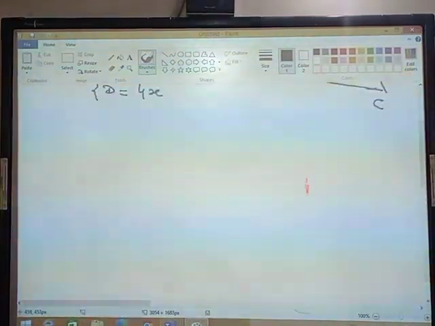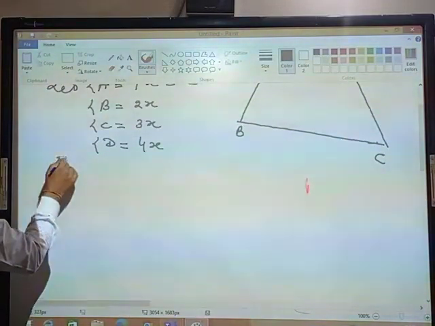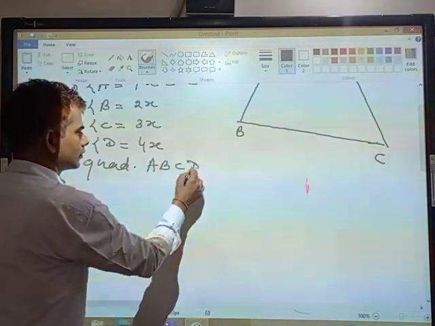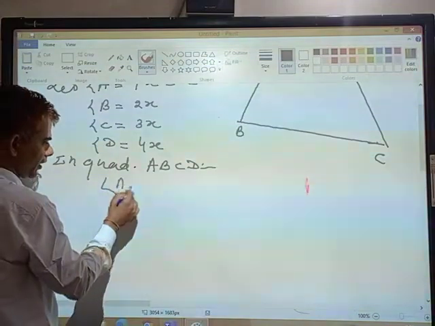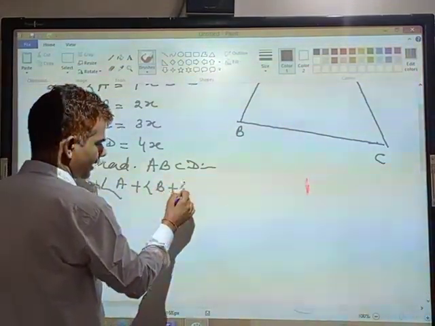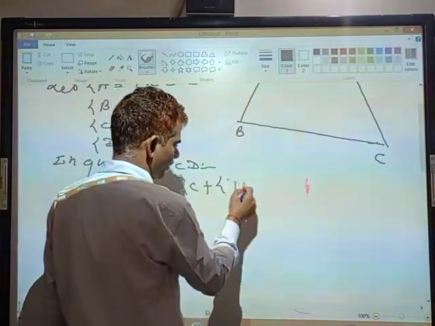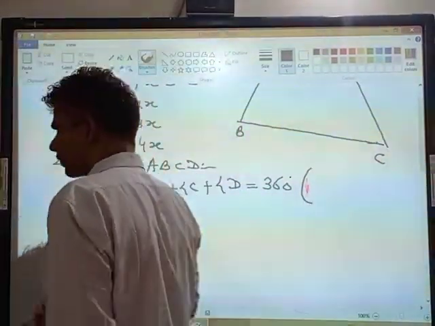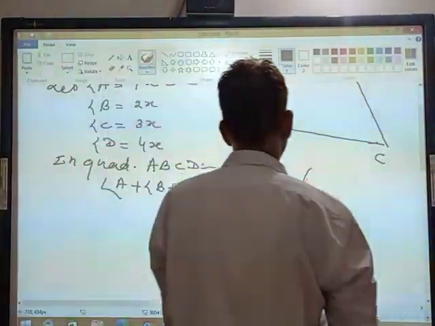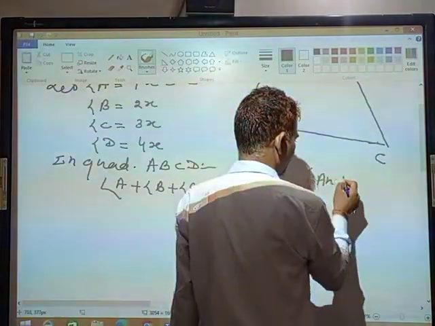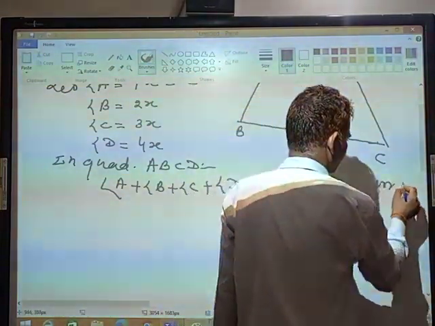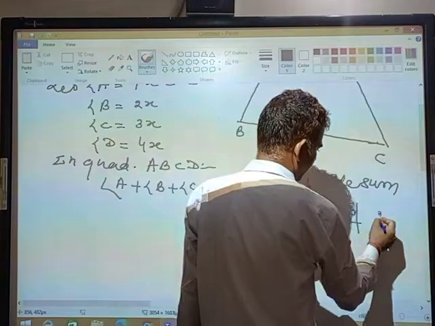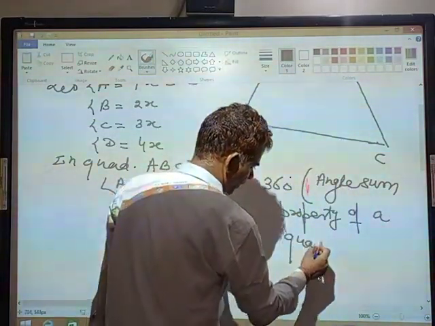Yes, friends. In quadrilateral ABCD, angle A plus angle B plus angle C plus angle D is equal to 360 degrees. Why? Please tell me. Angle sum property of a quadrilateral.